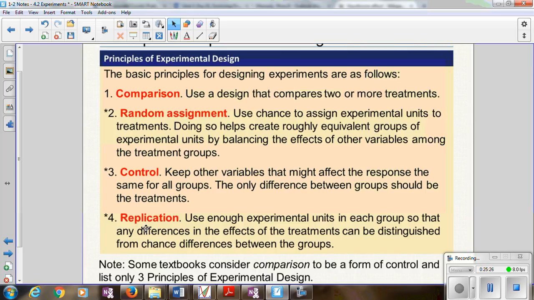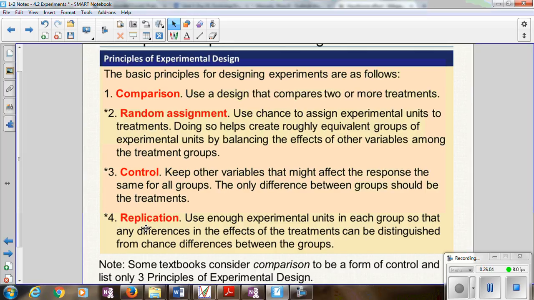Replication is another important aspect of experimental design, and it can be interpreted in two different ways. Generally, replication means that you want to make sure that you're using enough subjects so that you're reducing the variation that could be between your results. So use enough experimental units in each group so that any differences in the effects of the treatments can be distinguished from just the chance differences in the groups themselves. Replication can sometimes also mean that the experiment was conducted several times and the same results were found. But generally speaking, replication means you want to have a lot of subjects in your experiment.